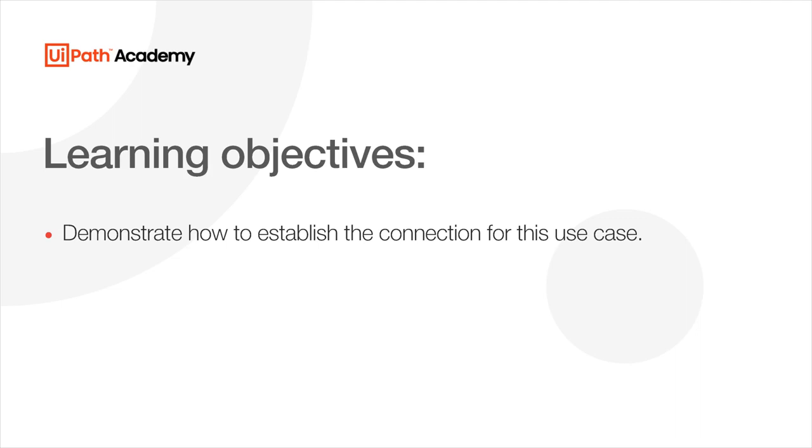In our previous video, we discussed an enterprise onboarding process use case that we want to automate using Integration Service. In this video, we'll be showing how to establish the connections for this use case. Before we dive into establishing a connection for a specific connector, let's first understand the high-level steps involved in creating a connection for any connector.